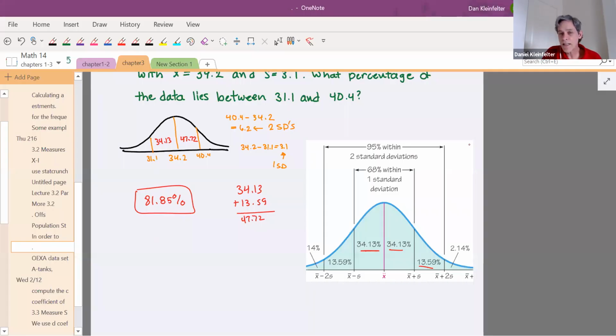All right, so that takes us to the end of this part of section 3.2. In the next part, we're going to do another example, and then we're going to go on to something called the coefficient of variation. And so in the meantime, let me know if you have any questions, and have a great day.